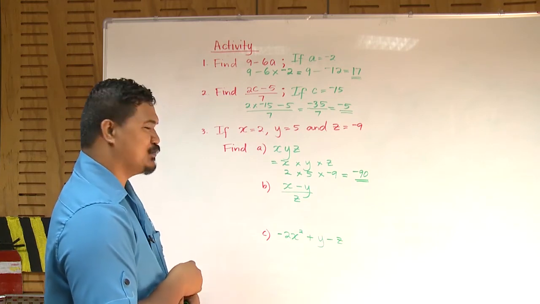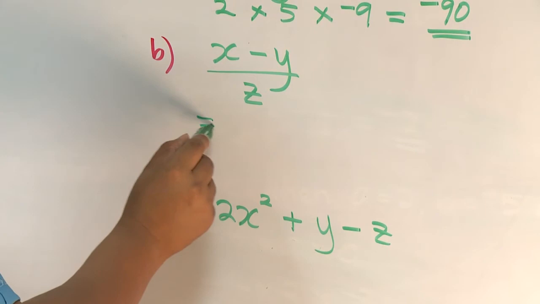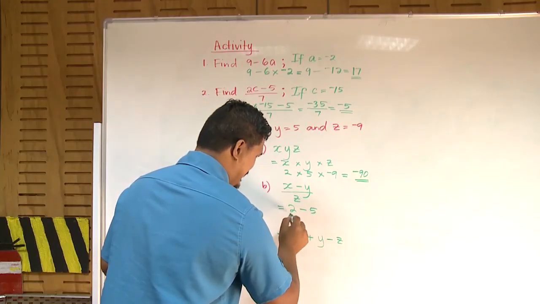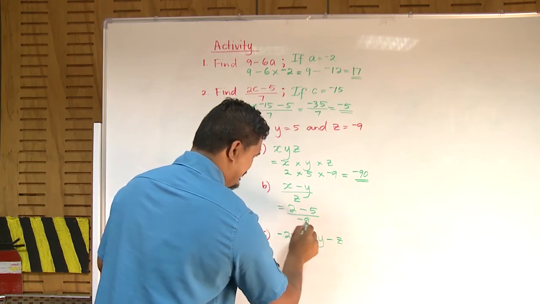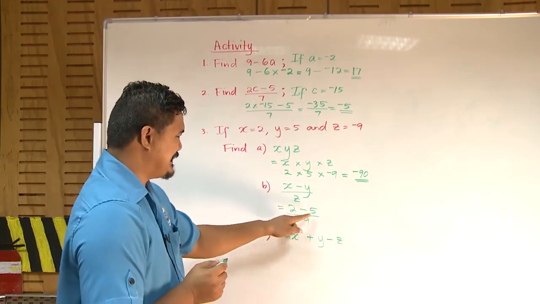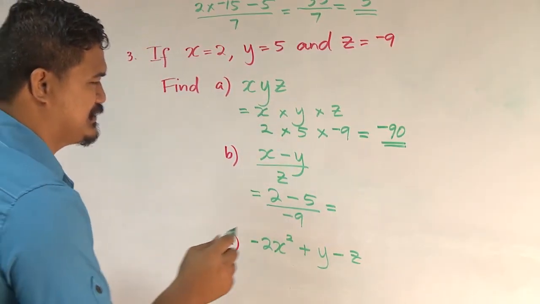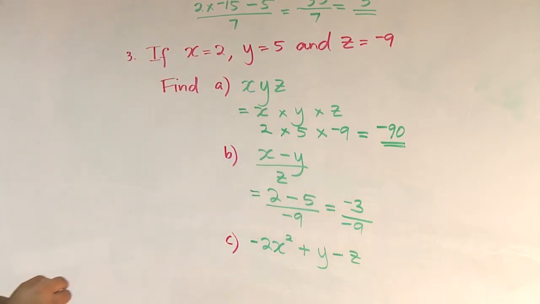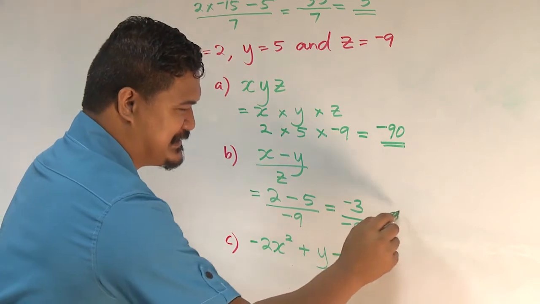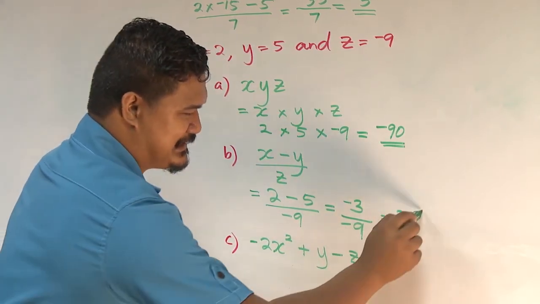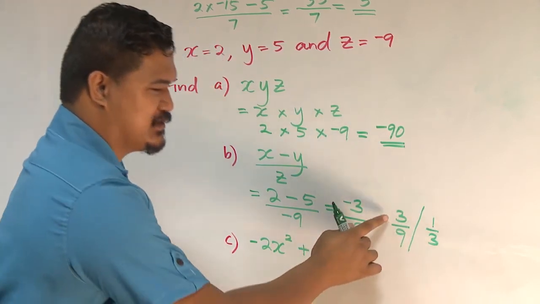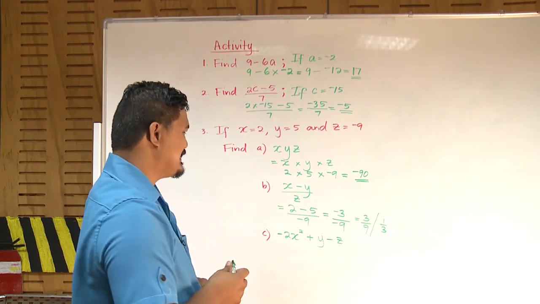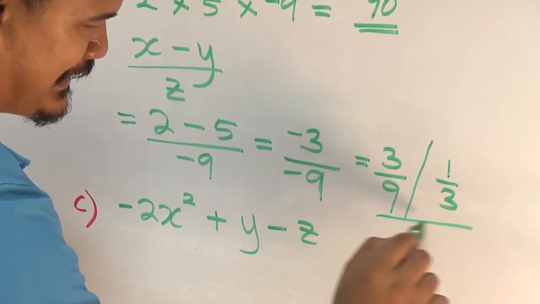The next one, we have x minus y and then divided by z. So we understand that x is equal to 2, then minus y, which is 5. So it's 2 minus 5, and then divided by negative 9. So 2 minus 5 is equal to negative 3. And negative 3 divided by negative 9, the answer will be positive 3 over 9, or we can say that is positive 1 over 3 when we cancel by 3. So how many 3 in 3? It's 1. How many 3 in 9? It's 3. So the value of x minus y divided by z is equal to 3 over 9, or 1 over 3.